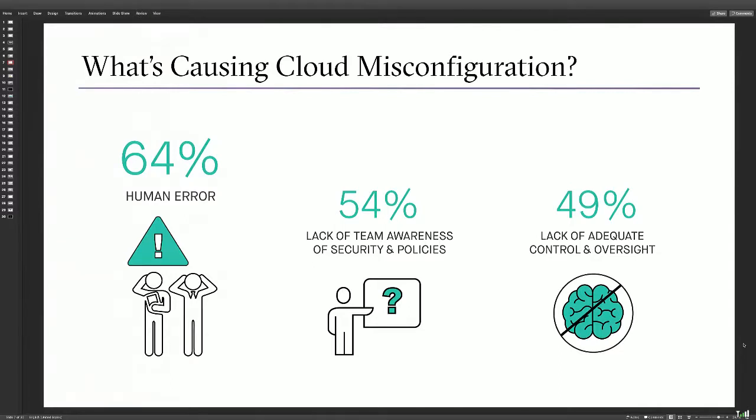So 64% said that, 54%, and obviously these are not exclusive of each other. It's well over 100%, but 54% also said lack of team awareness of security and policies. And this gets to another theme I'm going to be hitting on, which is getting security and compliance on the same page with the development teams and doing it in a way that's friendly to modern practices on cloud for everyone. And then 49% lack of adequate control and oversight. Well, most control and oversight today is done manually by human beings. So we're going to be proposing, you can probably guess, automation for this. But this gives you an idea of what people told us is causing their misconfiguration.